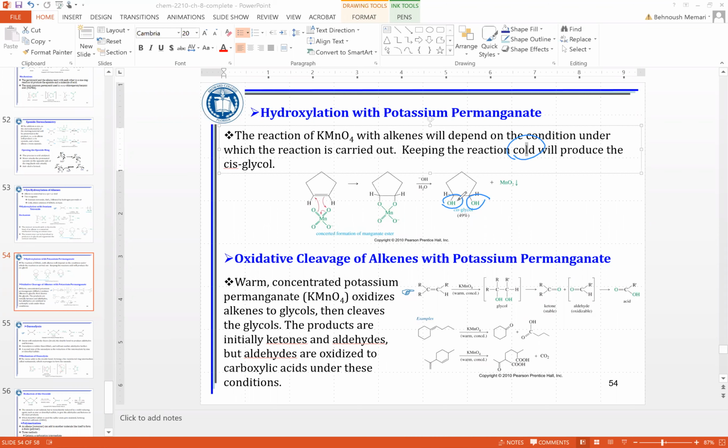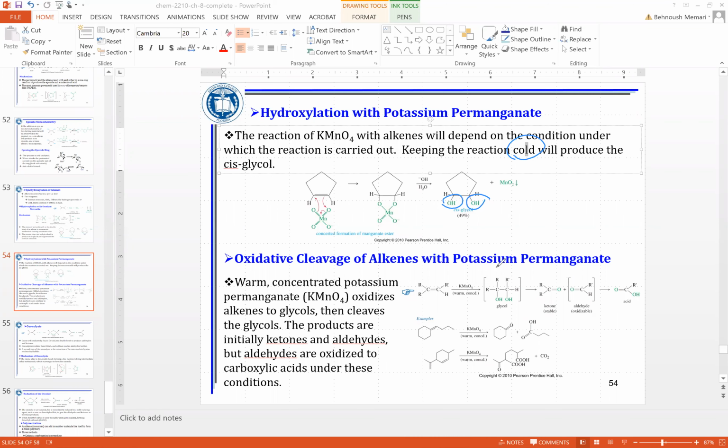So you're going to have, under the condition of cold permanganate, it would also be added from the same site. So for cold permanganate, you're also getting the cis product added from the same site. If the permanganate that you're adding is hot, that means it's high temperature and is concentrated. So if it's dilute, it's like mild oxidation.